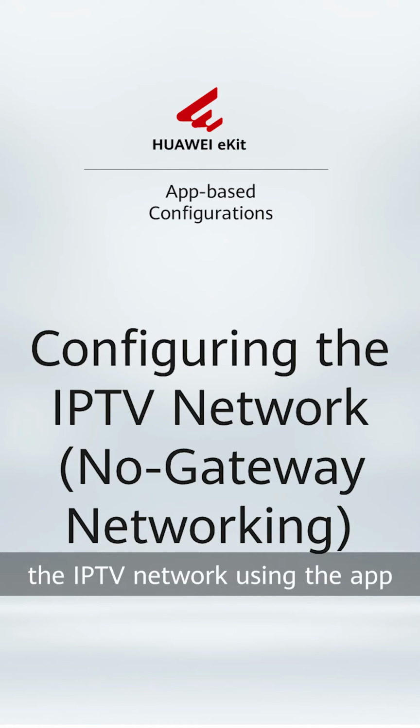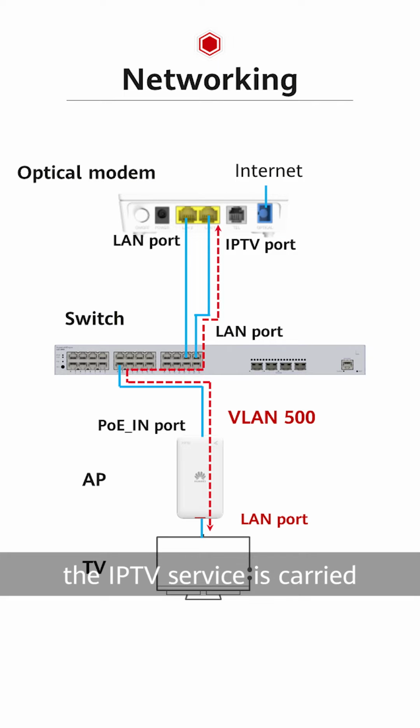How can we configure the IPTV network using the app on the No Gateway networking? In this example, the IPTV service is carried in VLAN 500. Now, let's dive into the detailed procedure.